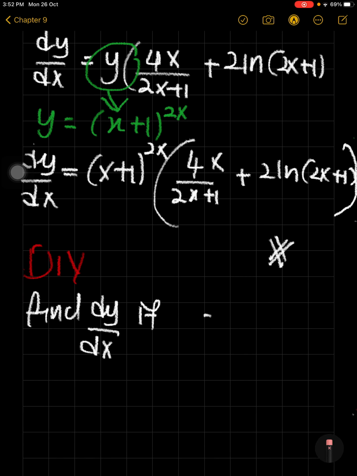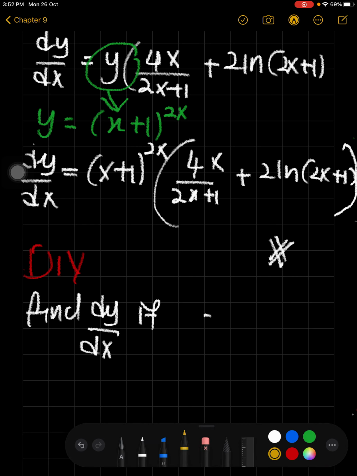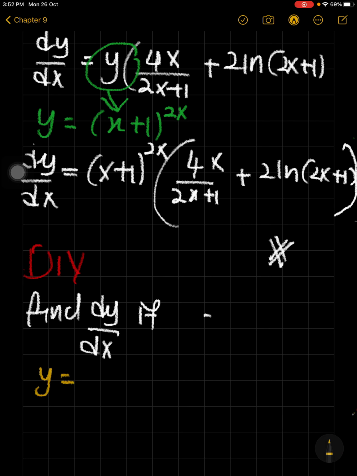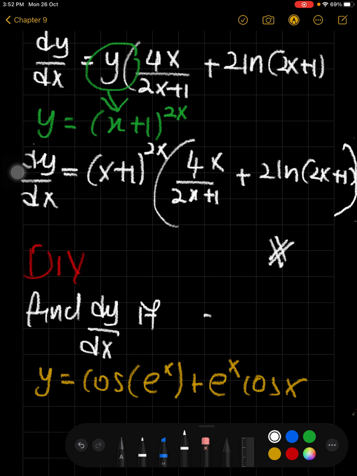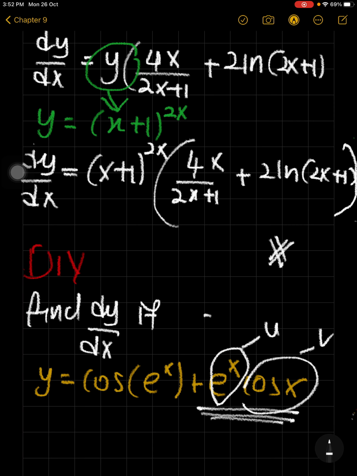Madam tulis kat sini. If y, this is your question, okay? y equals cos e^x plus e^x cos x. Okay, so my advice, you have to be careful here because they have two terms, so you have to let u v. Okay, that's all. Thank you.